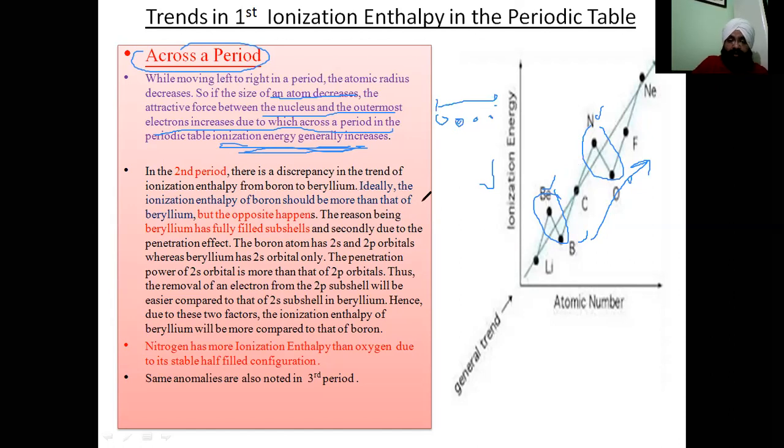Now, what is happening here is, ideally boron should have more ionization enthalpy than beryllium, but the opposite is happening. The reason behind this is the fully filled subshell of beryllium. What is the configuration of beryllium? Atomic number 4, so it is 1s2 2s2. It means it is fully filled, 1s2 and 2s2.